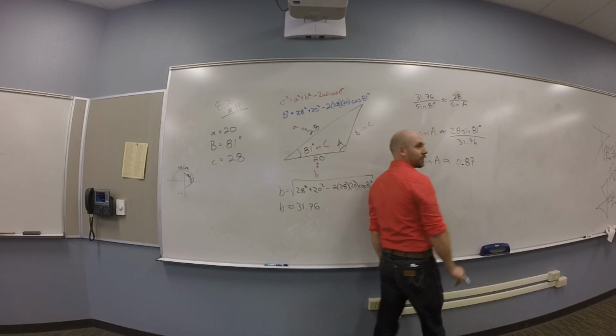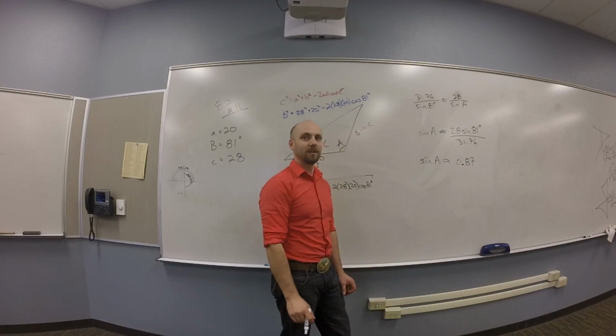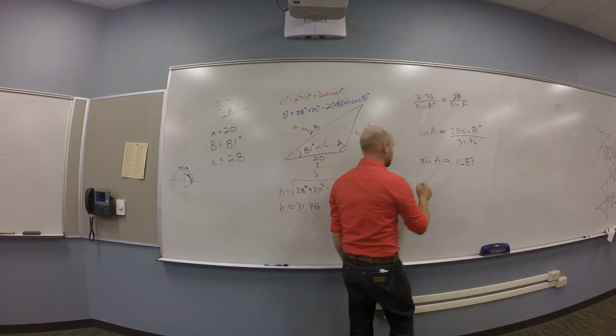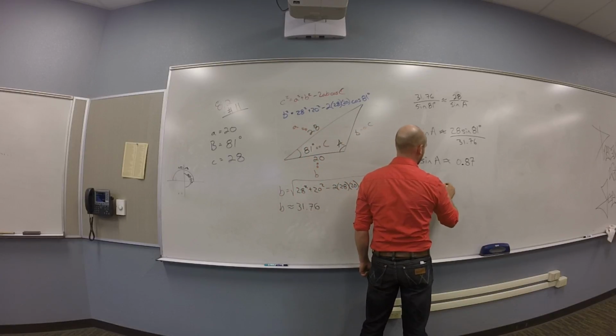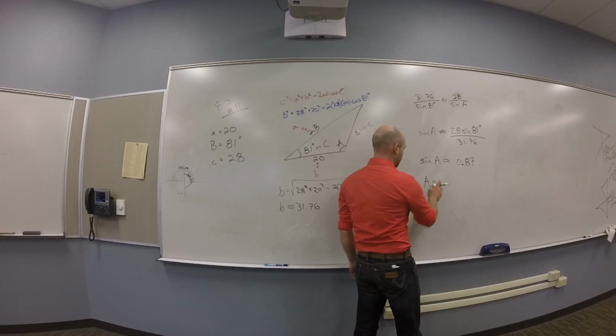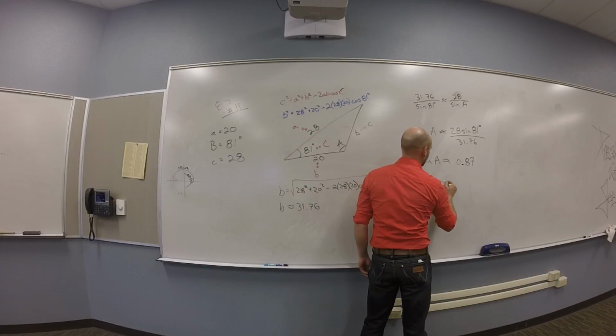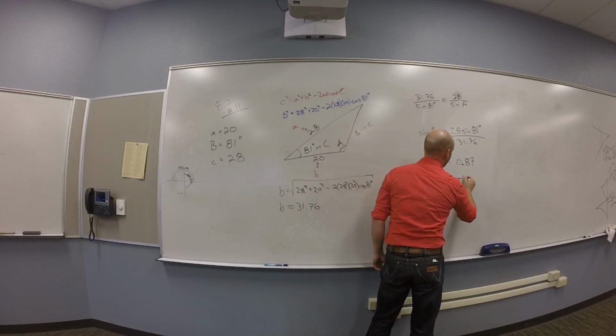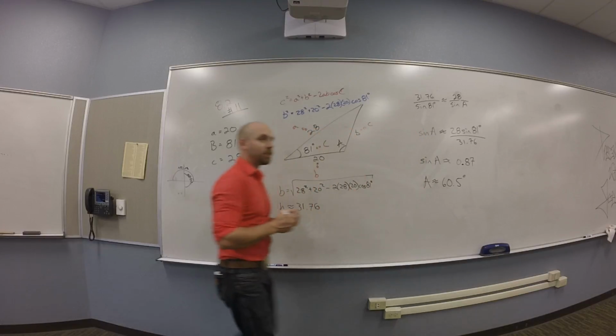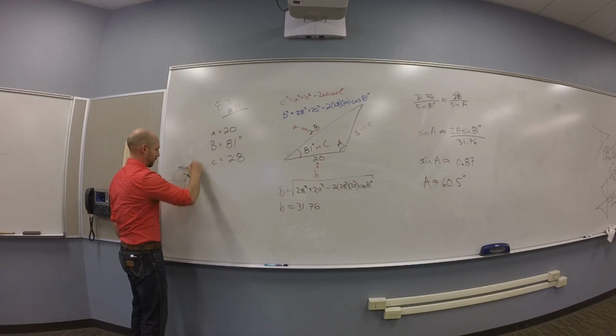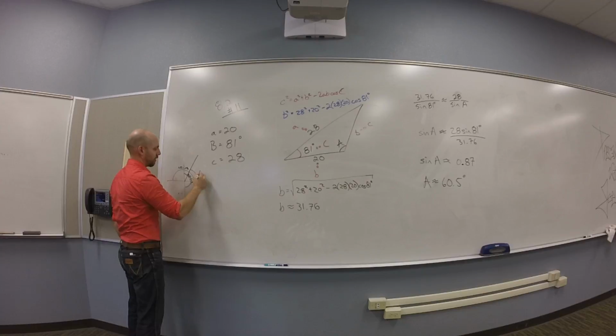Okay, so I got sine of A is approximately 0.87. And then inverse sine. If you arc sine this, you get A is approximately 60.5 degrees. And so that's right here. Yeah, that's 60.5 degrees there.